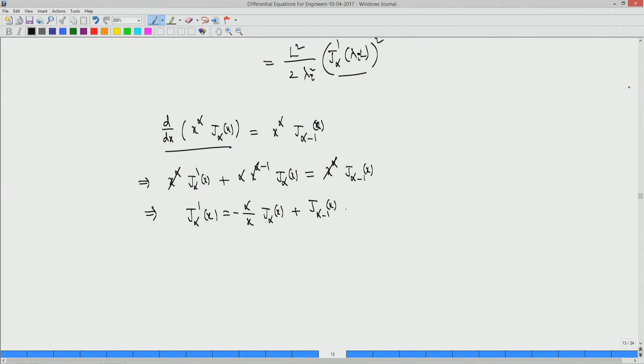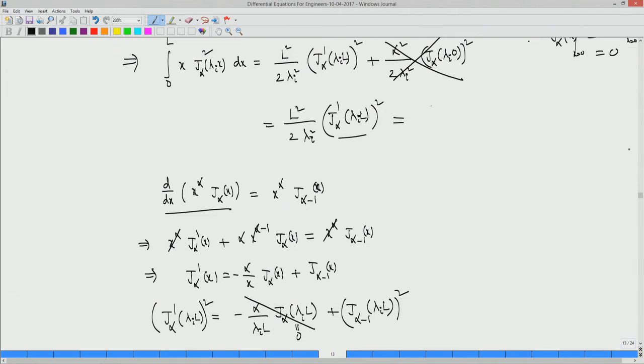Now, you use this one. If you use J_alpha' and put x equal to lambda_i L, which is equal to minus alpha by lambda_i L J_alpha of lambda_i L, and I know that this is 0, plus J_(alpha minus 1) of lambda_i L. So, you want this squared, and this whole thing is 0. So, this squared. So, this is exactly what you have.